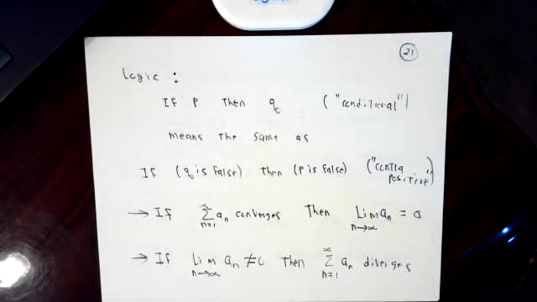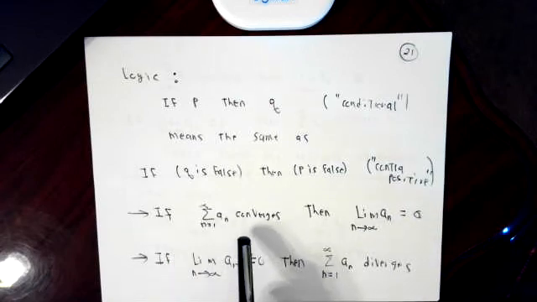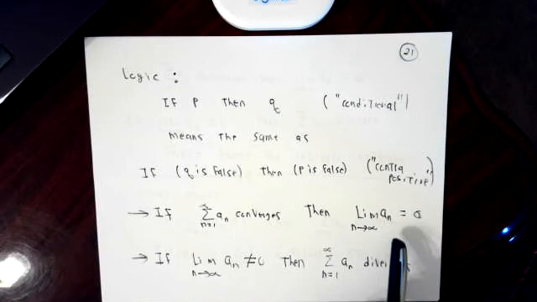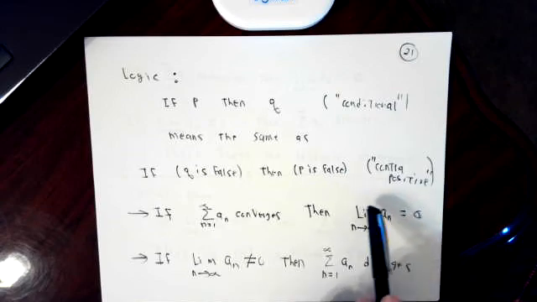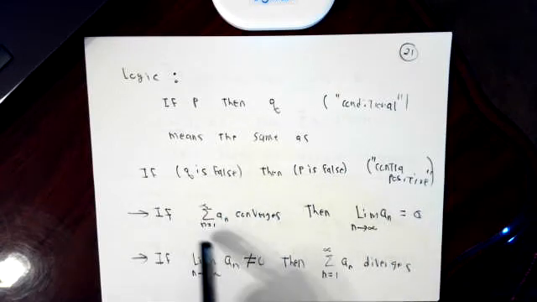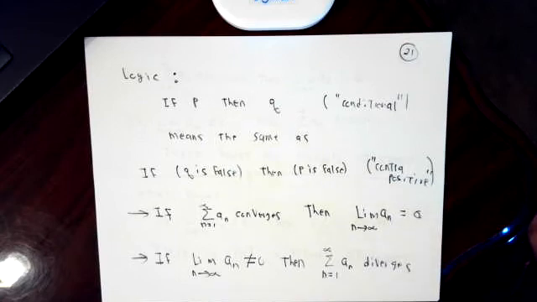We have just figured out that if an infinite series converges, then the limit of its individual terms is 0. The contrapositive of that is if this is not true, then that is not true. So if the limit as n tends to infinity of a_n is not 0, including the cases where the limit doesn't even exist, if the limit isn't 0, then the infinite series diverges.